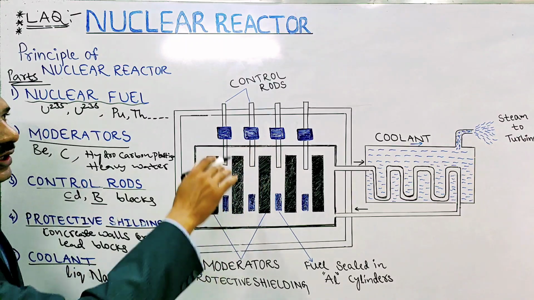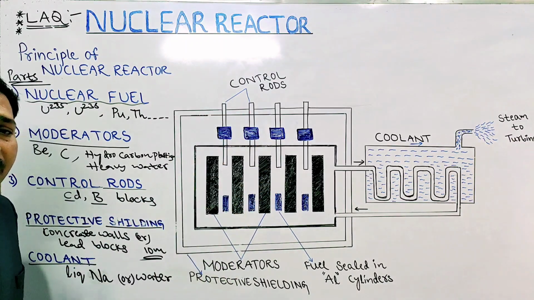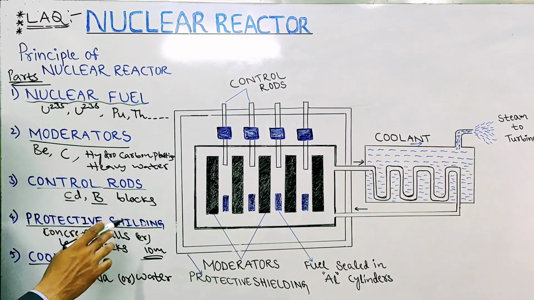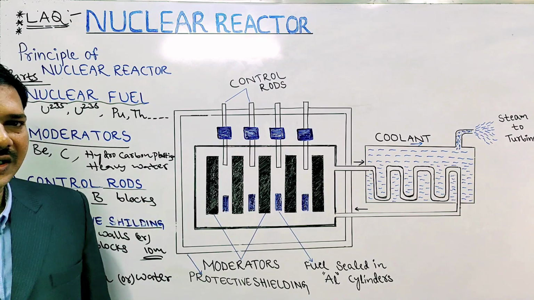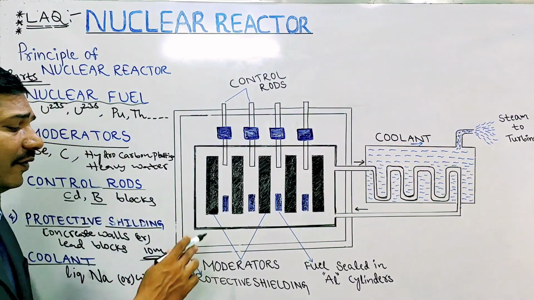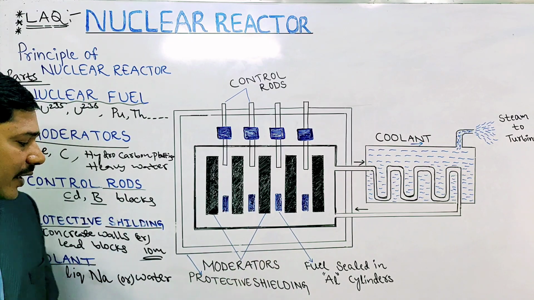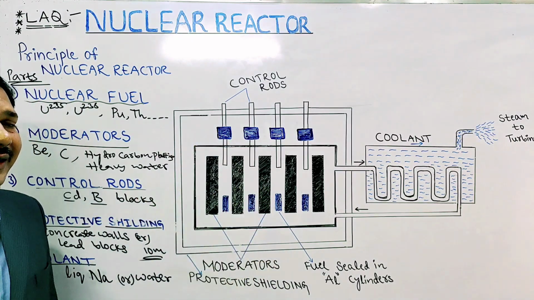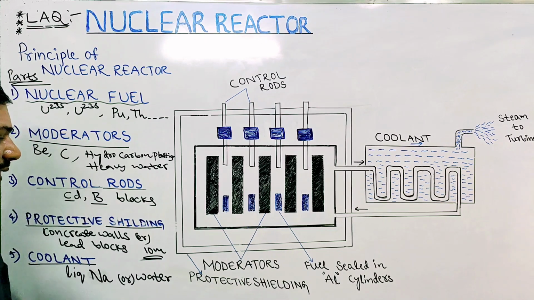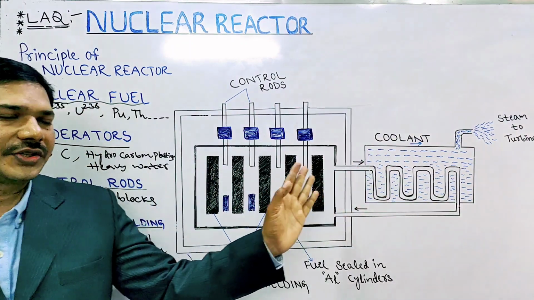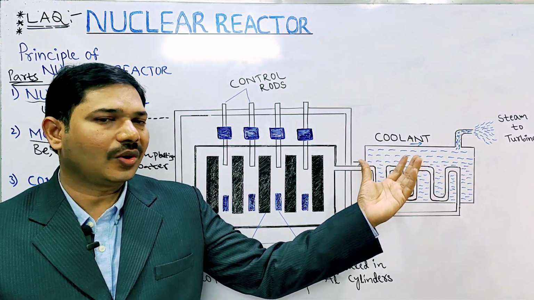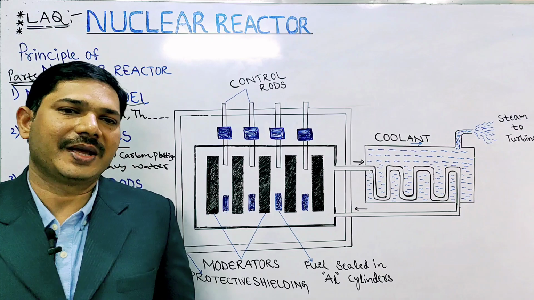Next, control rods. These control rods move up and down, because the excess neutrons are absorbed by the control rods. These control rods are made up of cadmium or boron blocks. Next, a large amount of energy is releasing. If any leakage is there, it is harmful for the operating persons. That is why the surrounding walls are made with a thickness of 10 meters, of concrete walls or lead blocks. This large amount of energy we must remove through the pipes. The pipes are arranged in a coolant arrangement, that is called coolant. The coolant consists of liquid sodium or water.